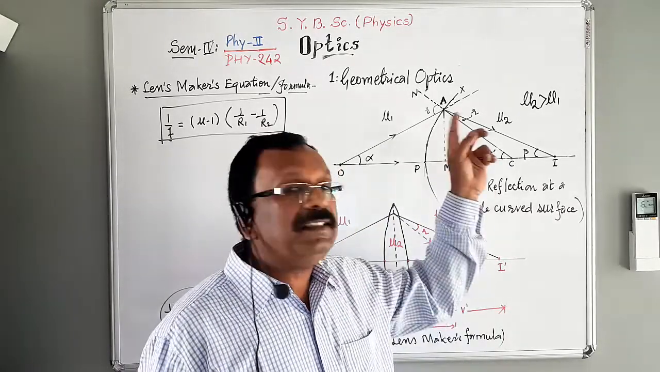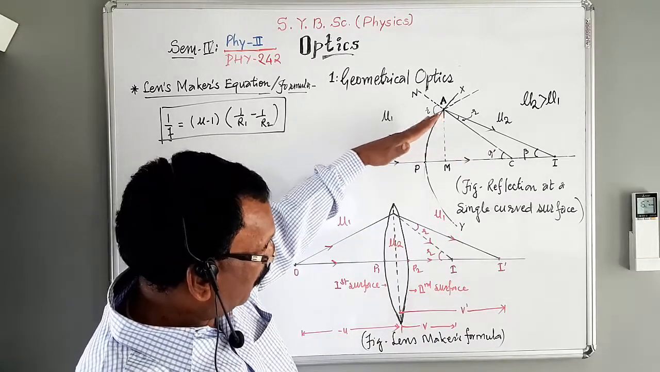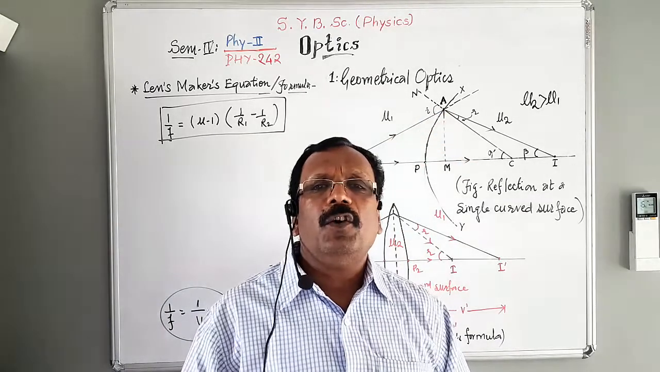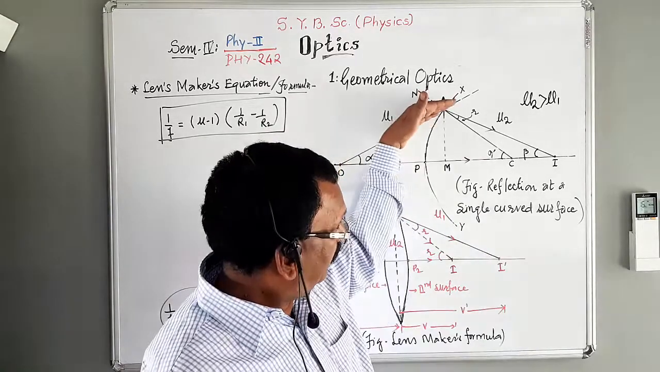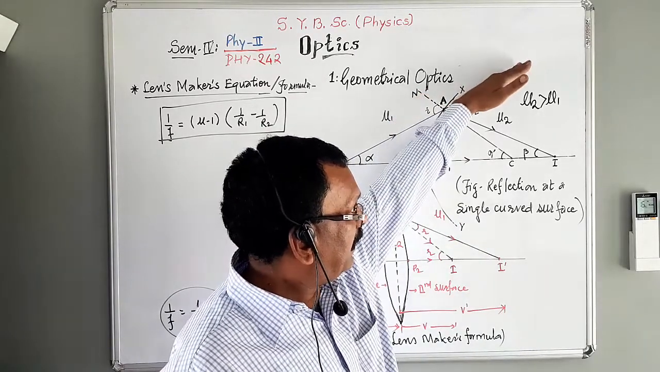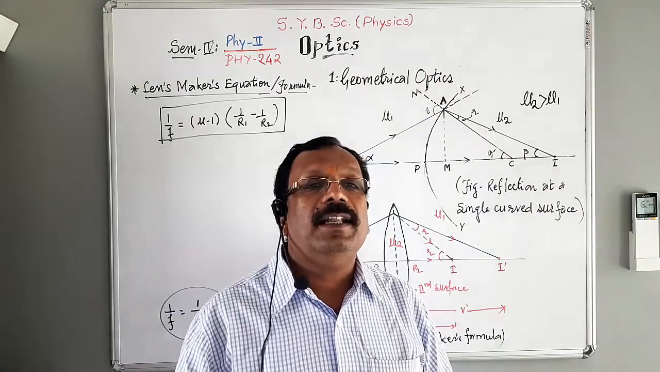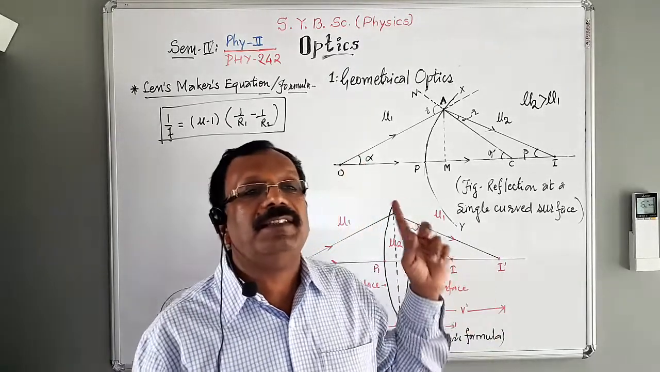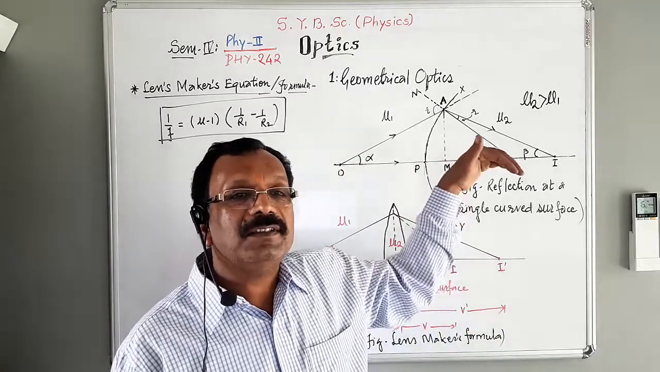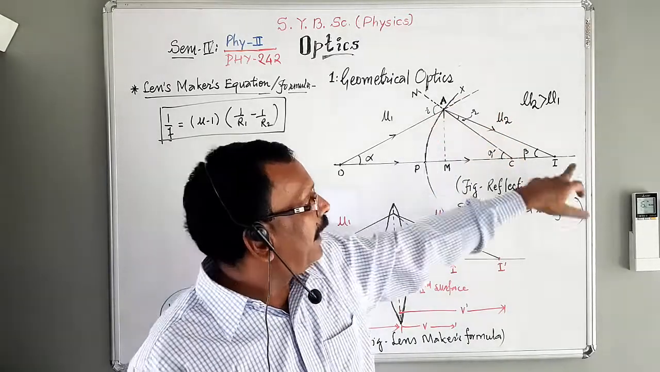Another ray OA is incident obliquely on the surface, and after refraction the ray OA, instead of going in this direction, bends towards the normal and travels along AI.